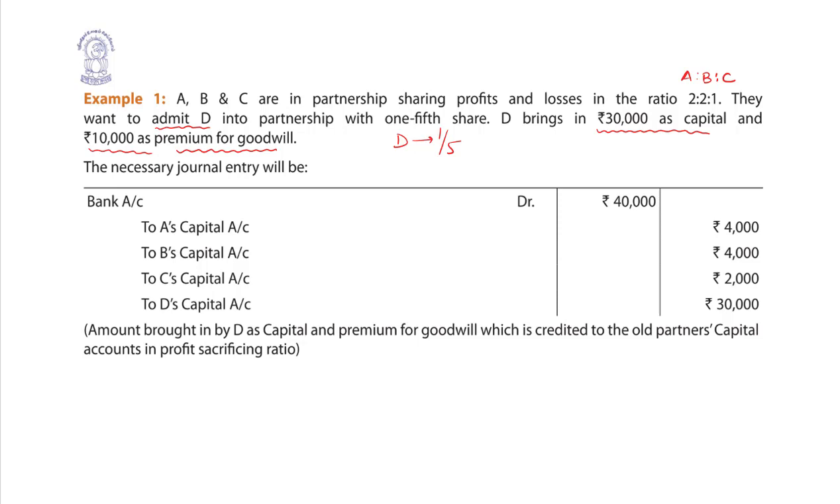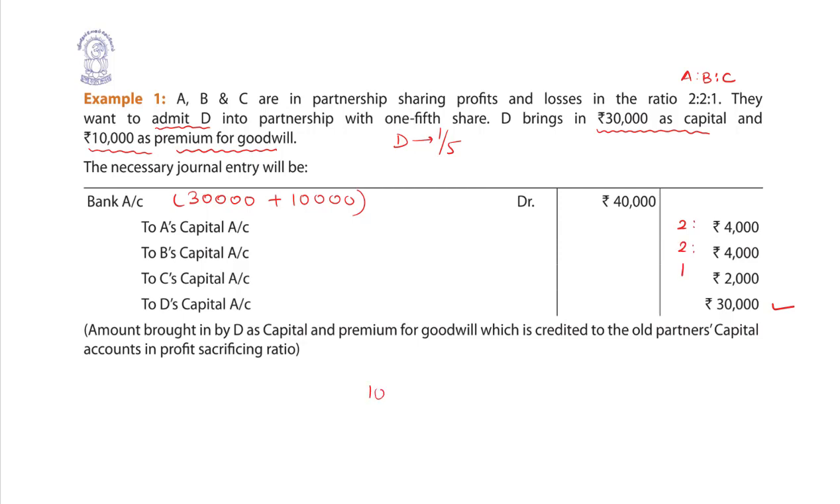The necessary journal entry will be: Bank account debit 40,000, to D's capital 30,000 for capital and 10,000 for goodwill. D has brought 30,000 as capital, and the goodwill that D has brought is distributed between A, B and C in their old profit ratio, that is 2:2:1.